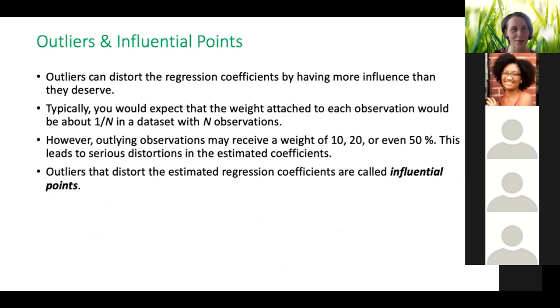What does it mean that it deserves a certain influence? Normally, if we have n data points in our sample, n cases, n subjects, then each case should have a weight or an influence of 1/n. Basically every value makes the same contribution to estimating the model. For outlying observations that are influential, they can have a weight of 10, 20, or even 50%. So they have a huge influence on the regression parameters, on how we are fitting the model. That is an undue influence, and that leads to serious distortions in the estimated coefficients.